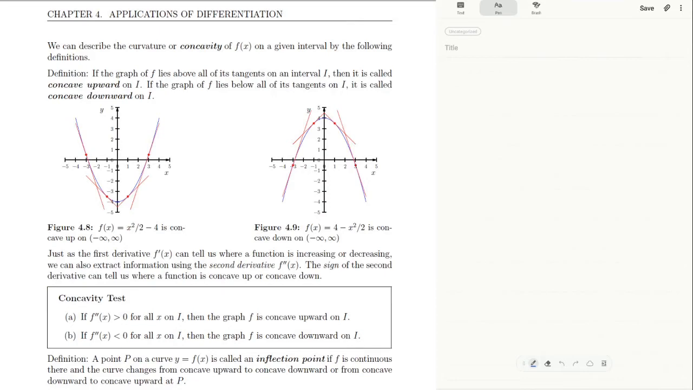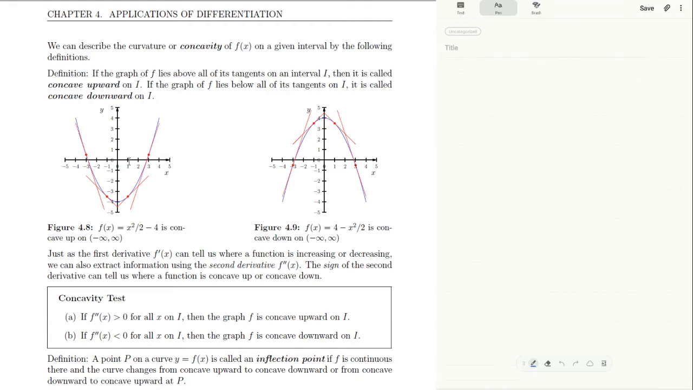So another feature that we can use to describe the graphs of functions is called the concavity of f. And so we make the following definitions. If the graph of f lies above all of its tangents on an interval I, then it is called concave up on I. And if the graph of f lies below all of its tangents on I, then it is called concave down on I.